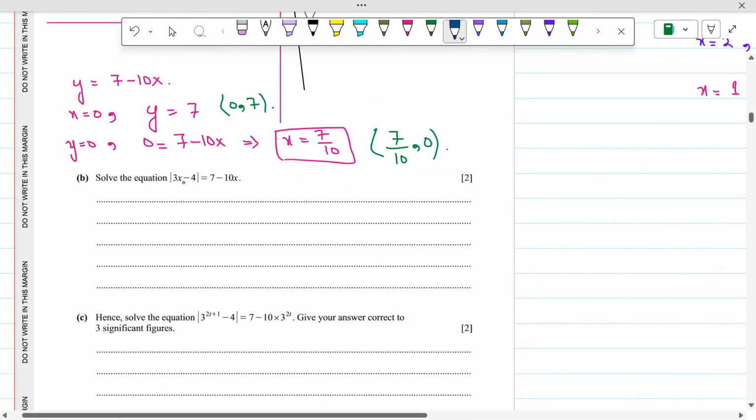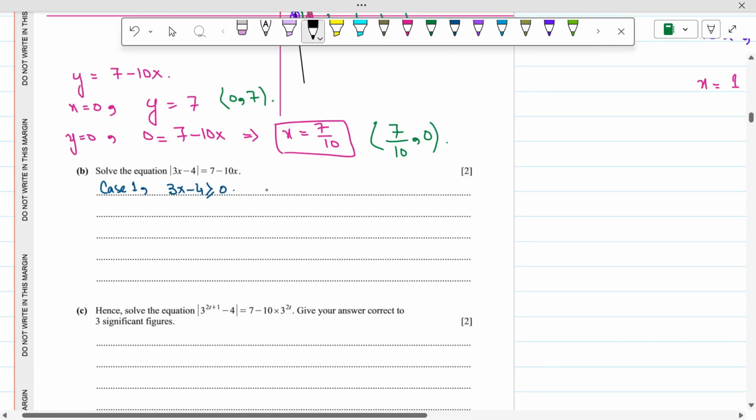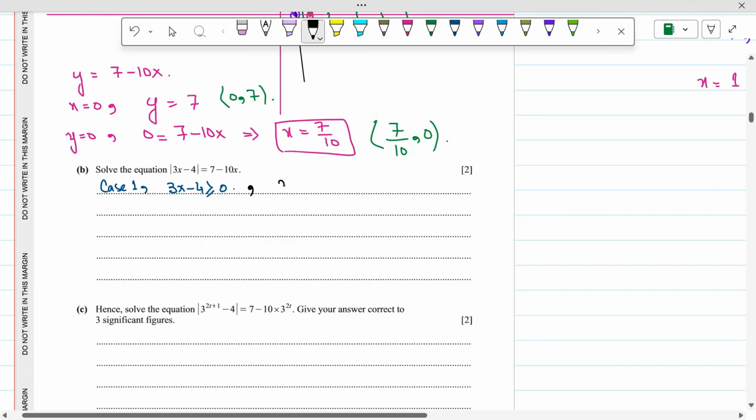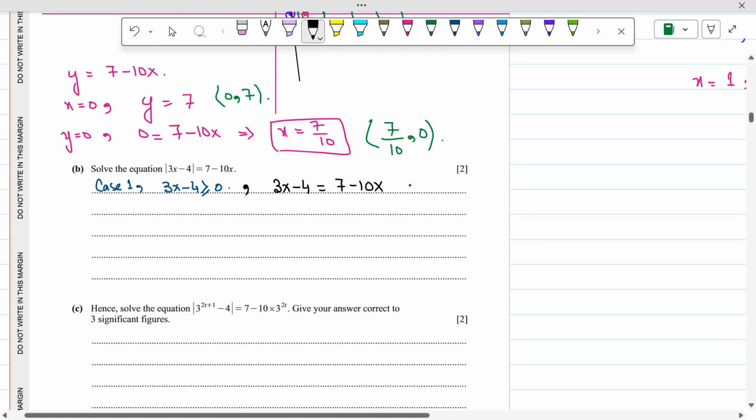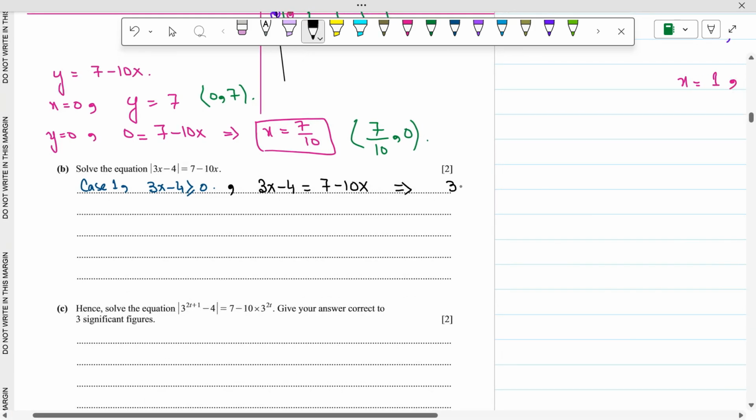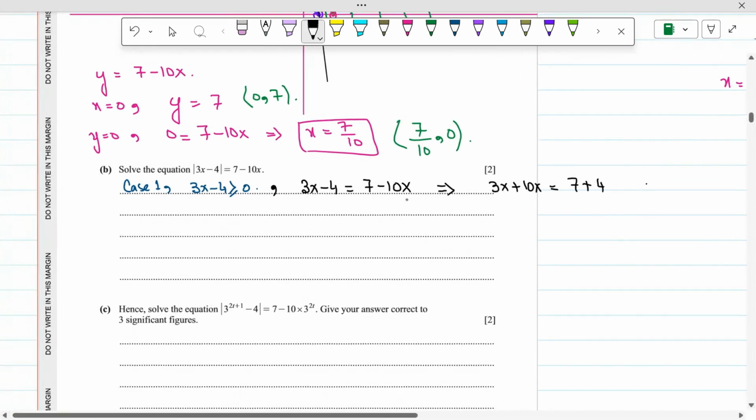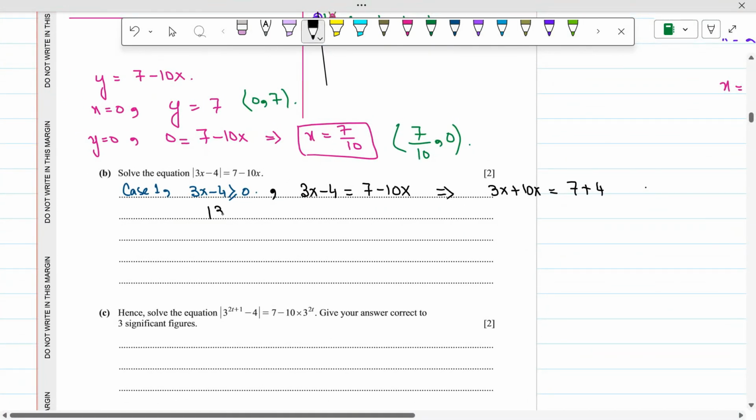We will solve the given equation. First we take case 1, in which we will consider that 3x minus 4 is greater than or equal to 0. So this equation can be written as 3x minus 4 is equal to 7 minus 10x. Further solving, we will have 3x plus 10x is equal to 7 plus 4, and this is 13x is equal to 11, and in this case x is equal to 11 over 13.